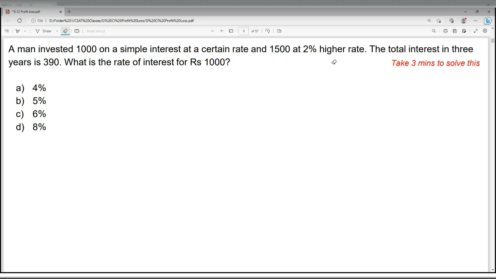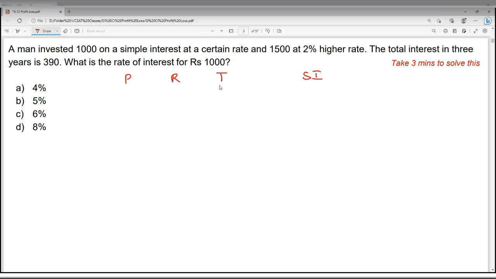So they're saying a man invested 1,000 on simple interest at a certain rate and 1,500 at a 2% higher rate. The total interest in 3 years is 390. What is the rate of interest for the 1,000? Normally we'll make the chart like this: principal, rate, time, and simple interest.